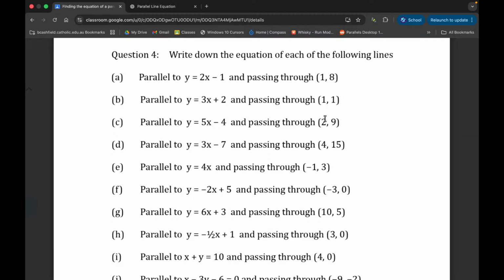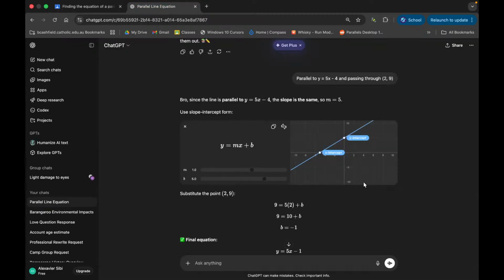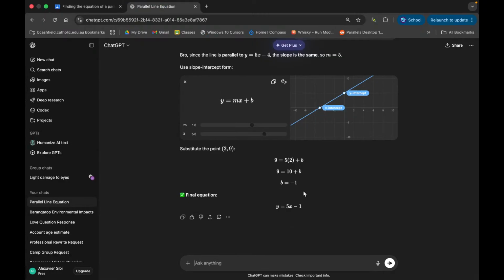Then just substitute it into the y equals, would it be 10? No. Our gradient is the same. y equals 5x plus 1. How? Oh, I forgot my minus 1 because I did 10 minus 9. Just ask ChatGPT why the 1 is negative.